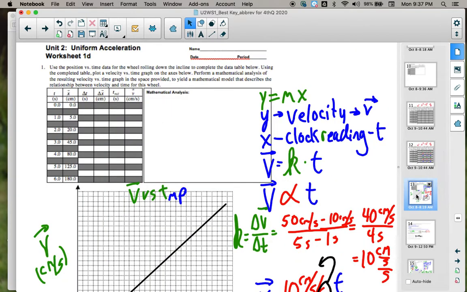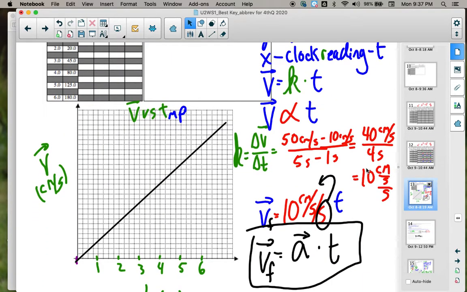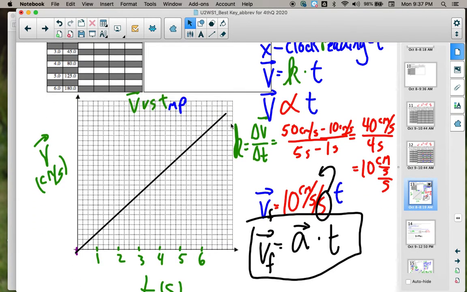We then use these values to build a second velocity versus time graph. We called this velocity versus time midpoint. Now remember, time midpoints are not any different than other clock readings. It's just how we went about finding these velocities.